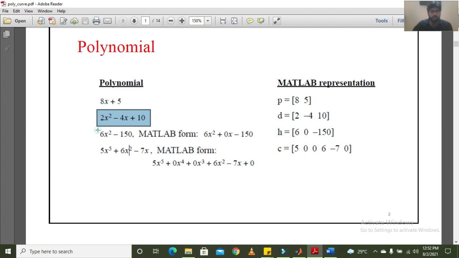And then again here we have an example. If we have, let's say, x square minus 150, in this polynomial we do not have the term which consists of x. It means that the x term, the middle term between x square and the constant, has a coefficient of 0. So in MATLAB you will not write it as 1 minus 150, you will write it as 1 0 minus 150. So this is how polynomials are defined in MATLAB.